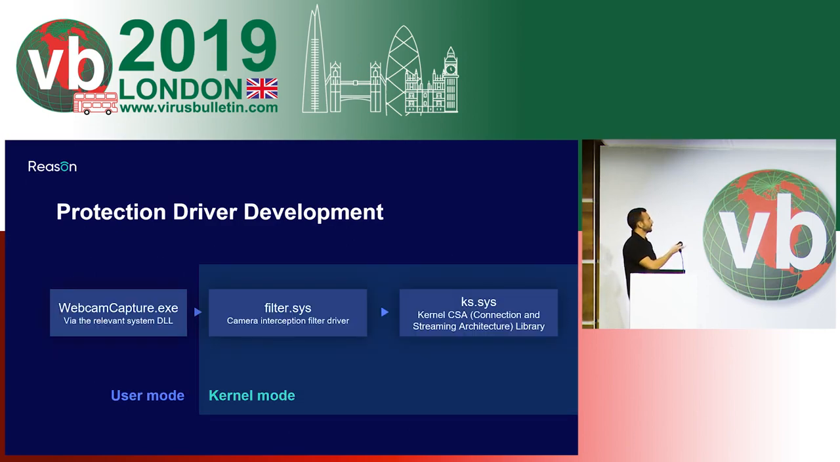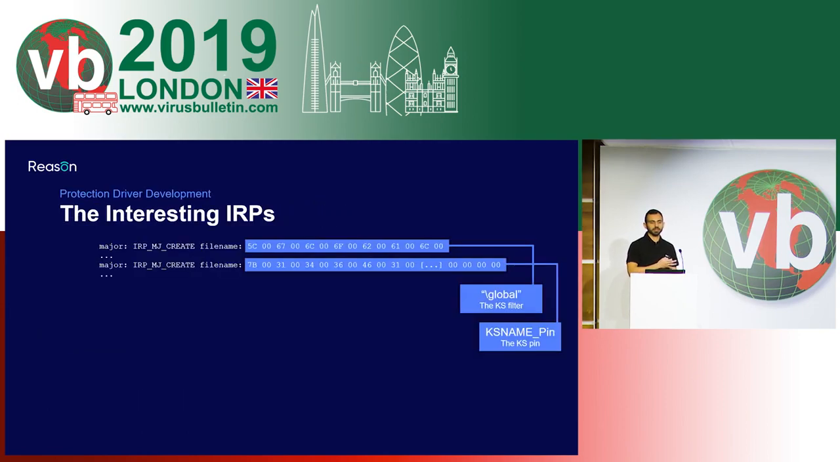So it's going to look like this. We have our program, again, our example, webcam-capture.exe, and it sends commands to the camera kernel mode driver, and our filter driver will be placed between the camera kernel mode driver and the user mode world. So we implemented such a driver which logs everything, and here are the most interesting and relevant IRPs that come through.